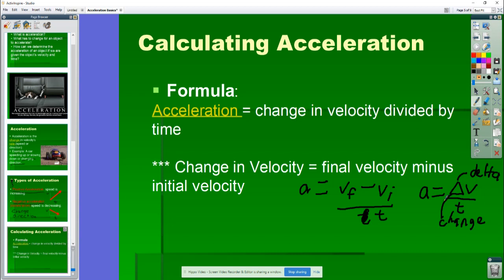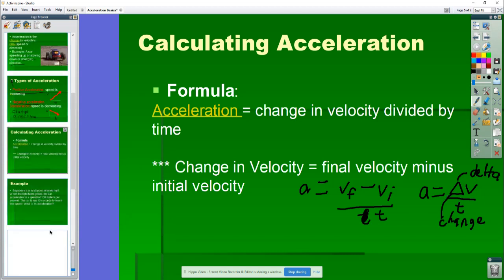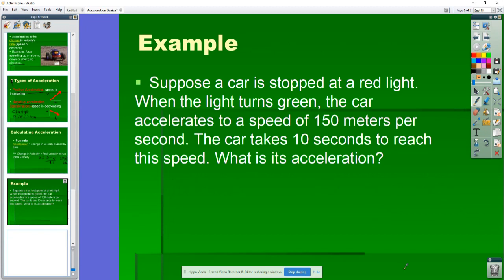So now that we have our formula, acceleration is equal to the change in velocity divided by time, we can use it to solve an example problem. So in this example problem, it says, suppose a car is stopped at a red light. When the light turns green, the car accelerates to a speed of 150 meters per second. The car takes 10 seconds to reach the speed.